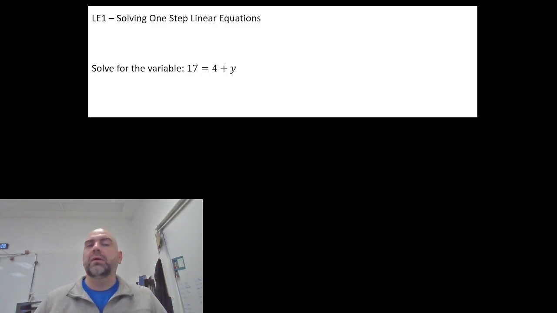Let's look at another one, something like this. 4 plus y is equal to 17. What does y have to be? Well, it's got to be 13, right? 4 plus 13 is 17. Why does this work out?